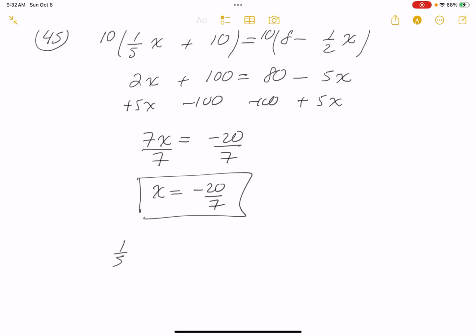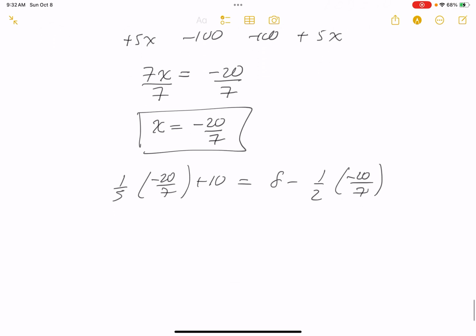So 1/5 minus 20. I'm looking at the original equation, by the way. And then plus 10 equals 8 minus 1/2 times minus 20 over 7. Let's see if we can get through that. And the first thing I'm noticing, the first term reduces to minus 4/7. I'm going to write 10 as 70 over 7. That's the same thing as 10. I'm going to write 8 as 56 over 7. And then I'm going to do this one over here. This is going to be plus 10 over 7. That's a 20, by the way.